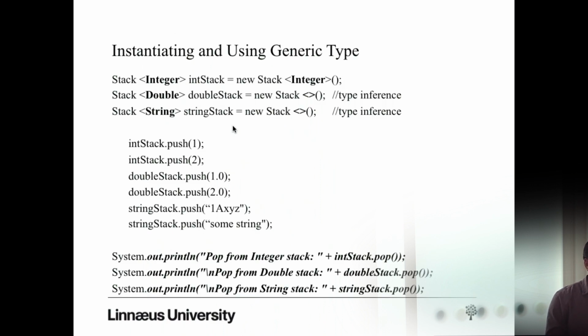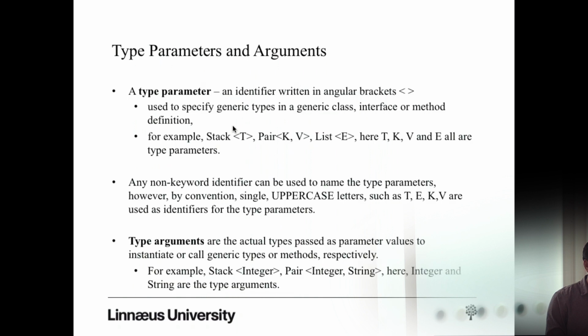Okay, I think we already saw this code, so I will just skip through this, and then type parameter and type arguments. The difference between the two is that a type parameter is the one that you specify when you define a class, and a type argument is the one that you specify when you are creating an object.